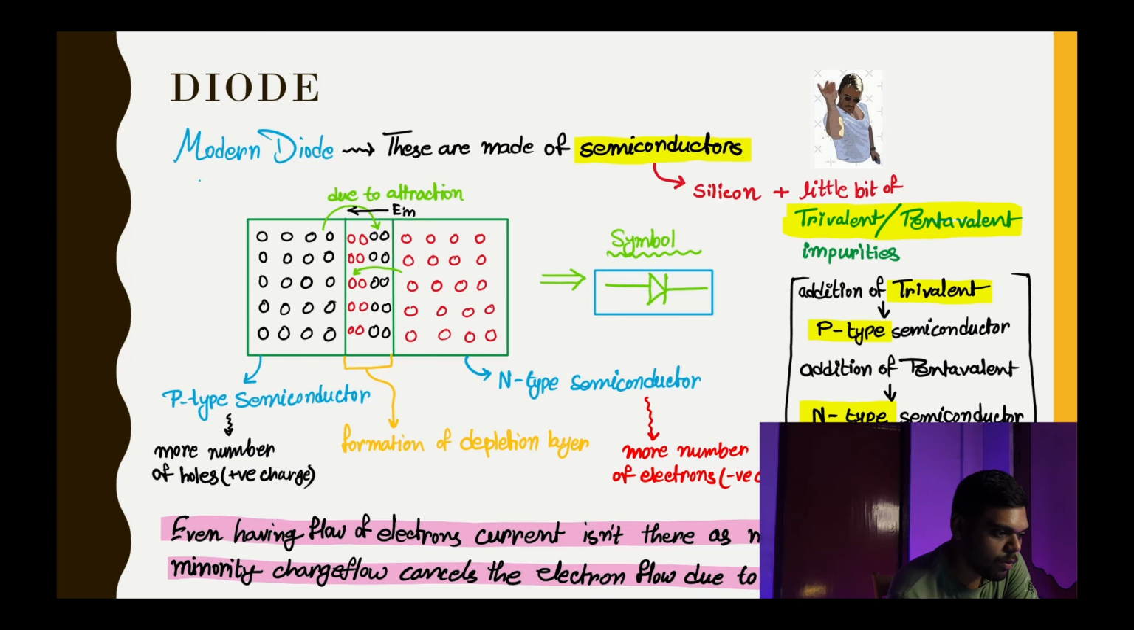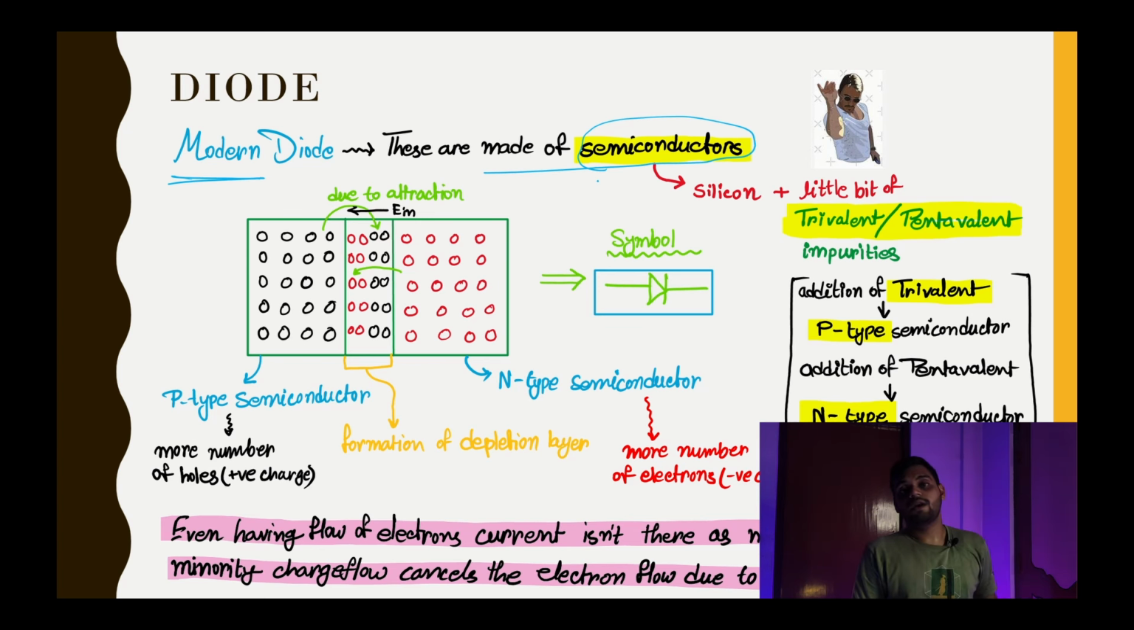Now we have the modern diode. These are made of semiconductors. Okay, now we have reached the point where we are introducing you to semiconductors. What is a semiconductor? A semiconductor is silicon plus a little bit of trivalent or pentavalent atoms.